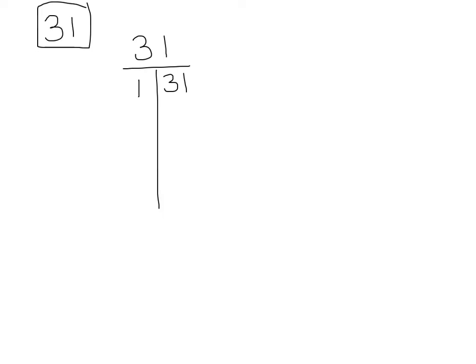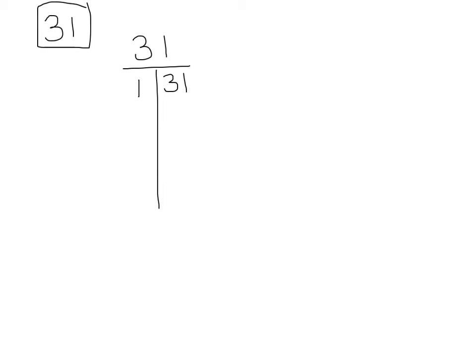Well, let's think. Is it going to go by 2s? No, because it's an odd number, so I know it's not a multiple of 2. 3s. If I count by 3s, will I land on 31? I know 3 times 10 is 30, and if I add 3 more, I'm skipping over it, so it's not 3s. 4s. 4 times 7 is 28, and 4 times 8 is 32, so it's not 4. 5s, no, because I know the ones place would be a 0 or 5. Go by 6s.